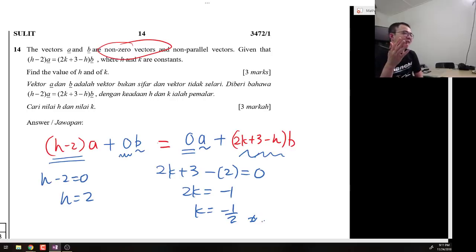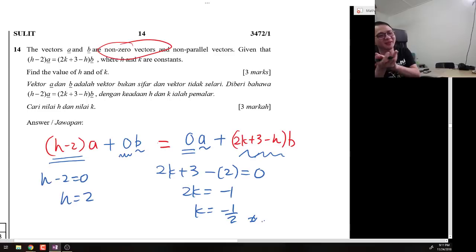Non-zero vector means that a zero vector is nothing, it's not even a vector, maybe it's a dot. Non-zero vector just means it must have something. The vector must have length, so therefore we say it's a non-zero vector. Parallel means they will have the same a value. Non-parallel means the a value and the b value have no relationship, so we call it non-parallel.